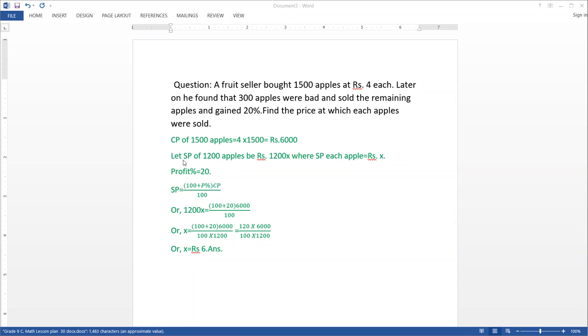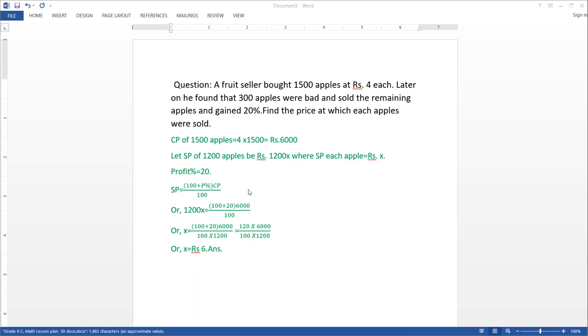for selling. So if the selling price of each good apple is rupees X, then by the direct variation method, the selling price of 1,200 apples is 1,200 into X, that is 1,200X. So this is the formula for expressing SP when there is profit percent, that is SP equals (100 plus P percent) by 100 into CP, and SP is 1,200 into X from here.